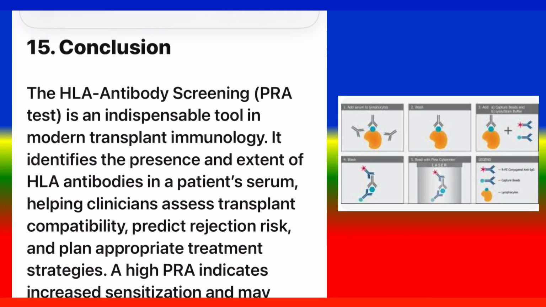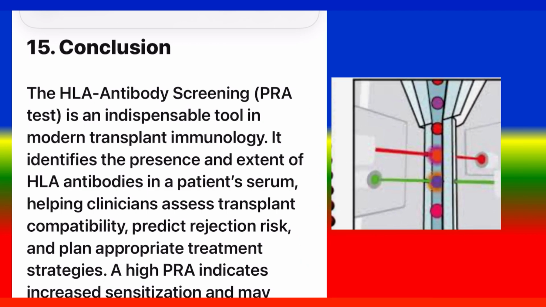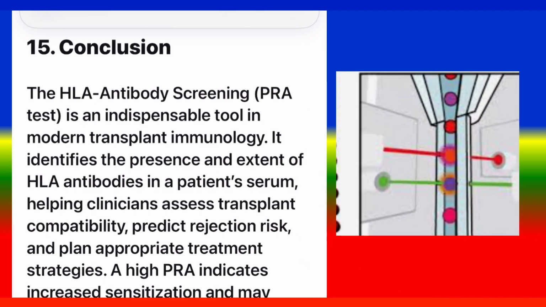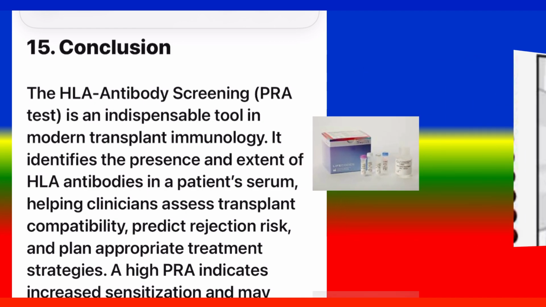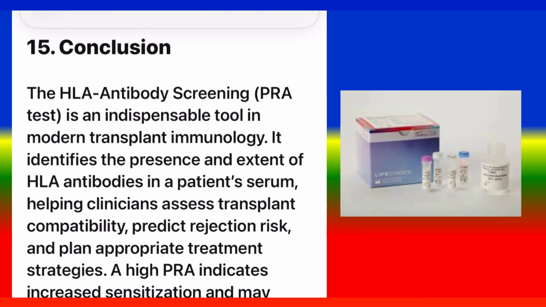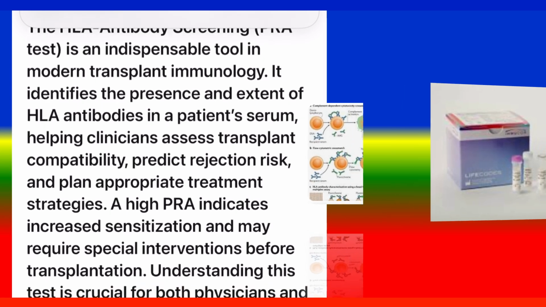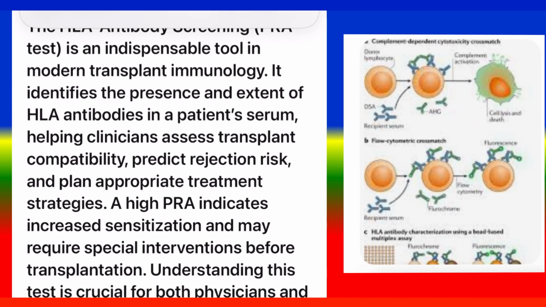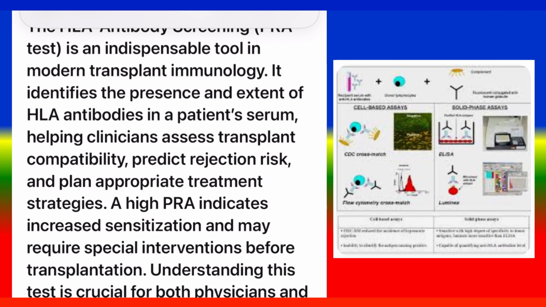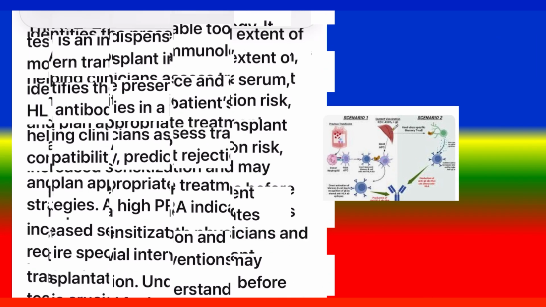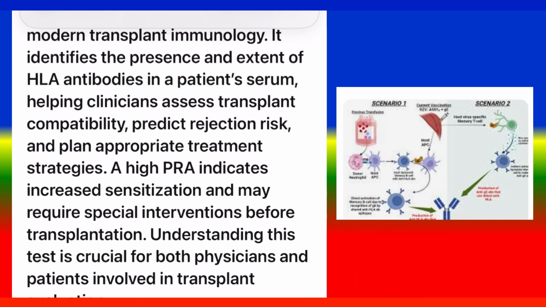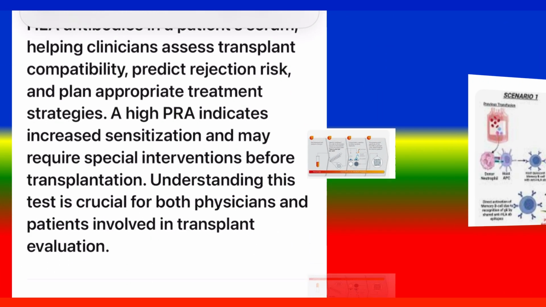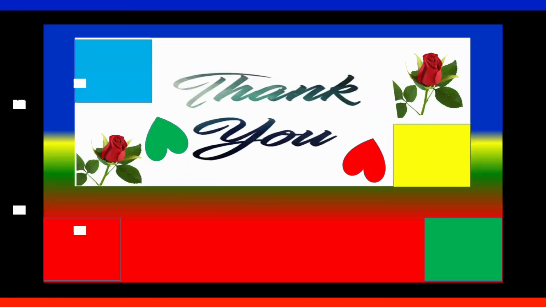Number 15. Conclusion. The HLA Antibody Screening, PRA test, is an indispensable tool in modern transplant immunology. It identifies the presence and extent of HLA antibodies in a patient's serum, helping clinicians assess transplant compatibility, predict rejection risk, and plan appropriate treatment strategies. A high PRA indicates increased sensitization and may require special interventions before transplantation. Understanding this test is crucial for both physicians and patients involved in transplant evaluation.